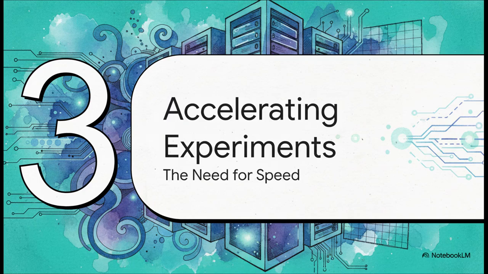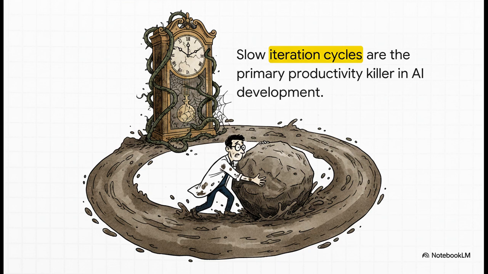So once we've got a stable, consistent environment, we can focus on the other half of the equation, speed. Because in AI, if you're not moving fast, you're falling behind. This section is all about accelerating that experimentation cycle. I want you to let this one sink in. It's a simple statement, but it is profoundly true. The #1 thing that kills productivity for an AI team is a slow iteration cycle. The time it takes you to go from a new idea to seeing the results of that experiment, that is everything.